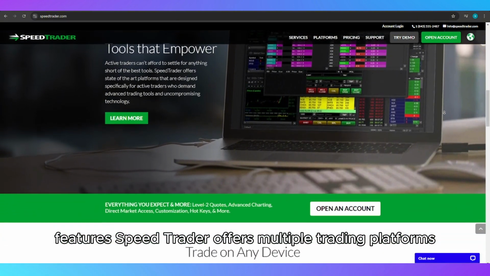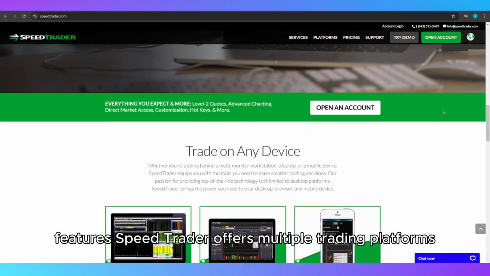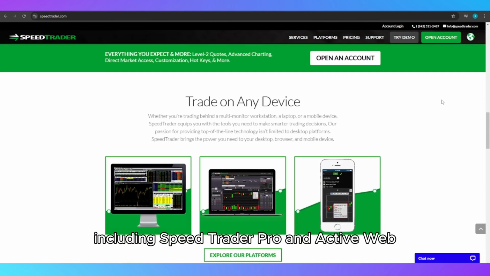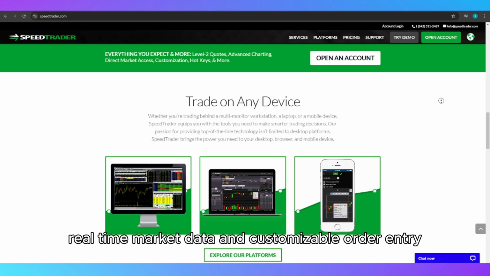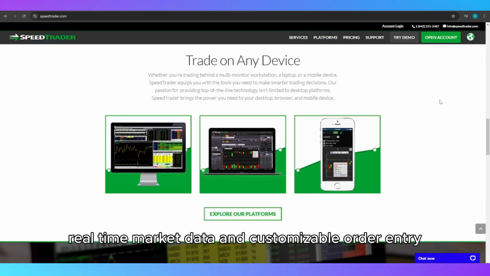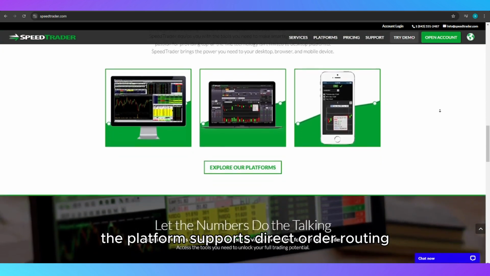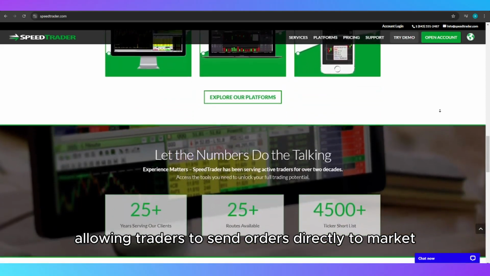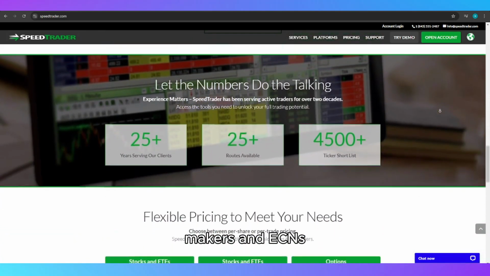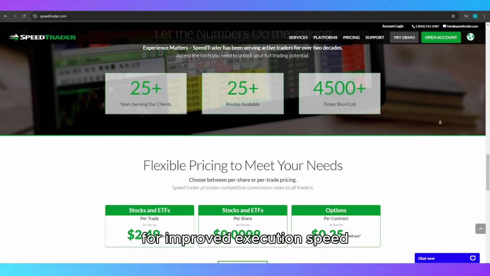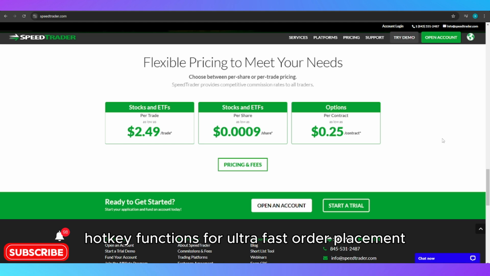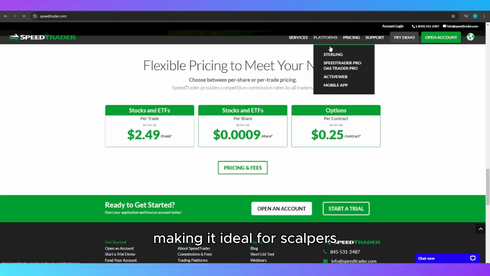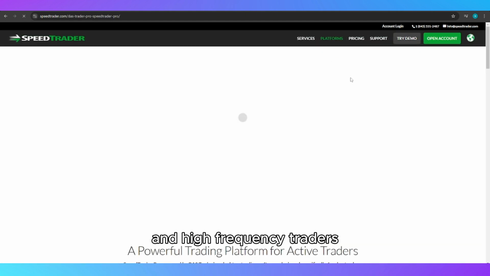Features. SpeedTrader offers multiple trading platforms, including SpeedTrader Pro and Active Web, both of which provide advanced charting, real-time market data, and customizable order entry. The platform supports direct order routing, allowing traders to send orders directly to market makers and ECNs for improved execution speed. It also includes advanced hotkey functions for ultra-fast order placement, making it ideal for scalpers and high-frequency traders.